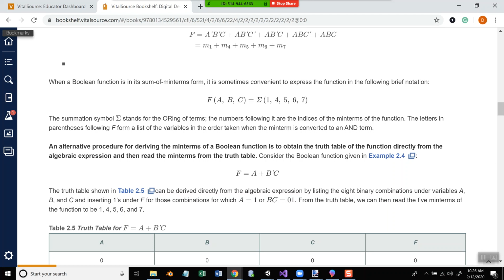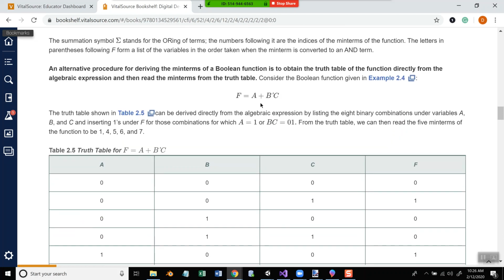The alternative procedure for deriving the minterms of a Boolean function is to obtain a truth table of the function directly from the algebraic expression, and then read the minterms from the truth table. So they're back to this. F is equal to A plus B prime C. Got the truth table down here for it. We derive directly from the algebraic expression by listing the 8 binary combinations under variables A, B, and C, and inserting ones under F for those combinations for which A equals 1 or BC is equal to 0, 1. From the truth table, we can read the 5 minterms of the function to be 1, 4, 5, 6, and 7.